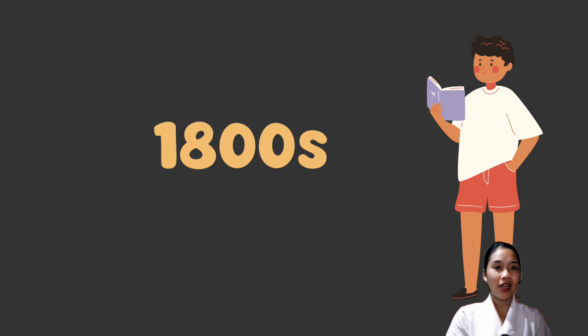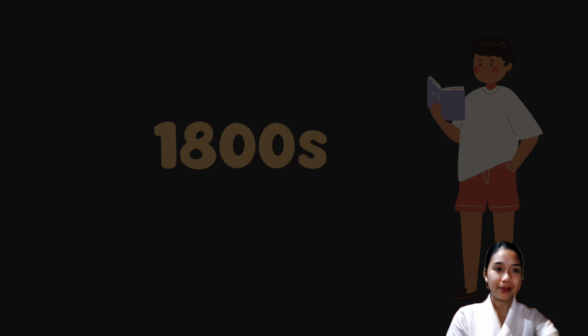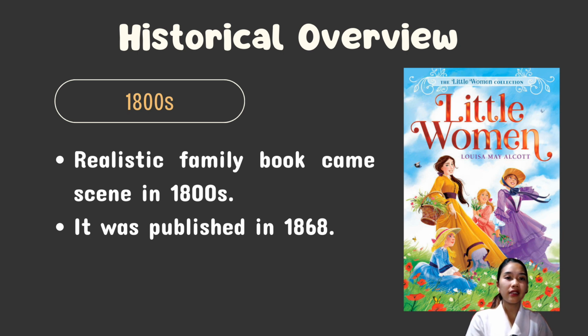The next era is the 1800s. In these centuries, realistic family stories also came on the scene. The realistic book in the 19th century is Little Women by Louisa May Alcott. It was published in 1868. This story remained a favorite until the 20th century.